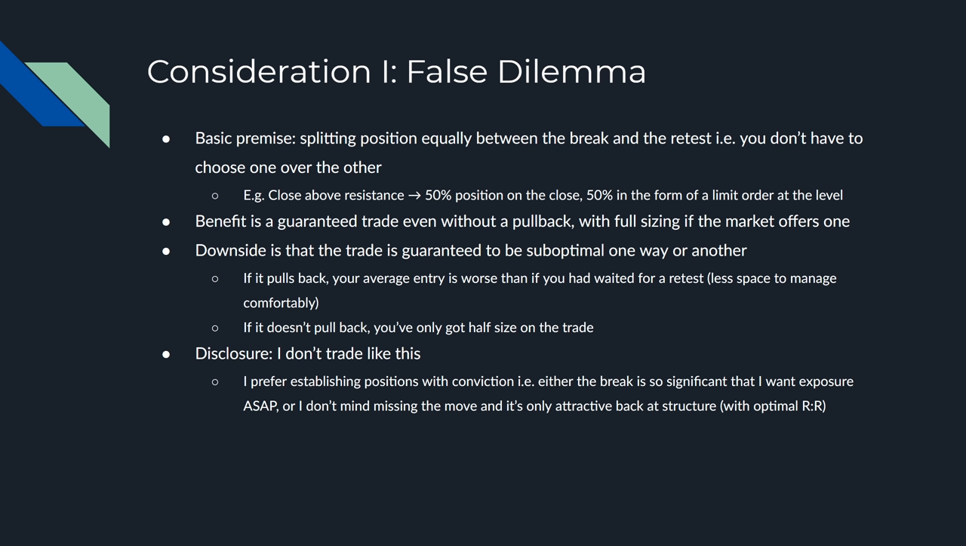And there's no way around this, right? So it either pulls back, you get full size at a worse average, or it doesn't pull back, you've only got half size. You can't get around it if you implement the system. You'll have to suffer the consequences of one or the other.